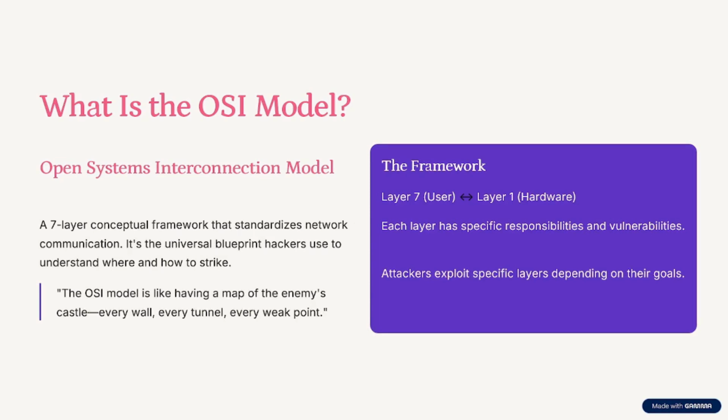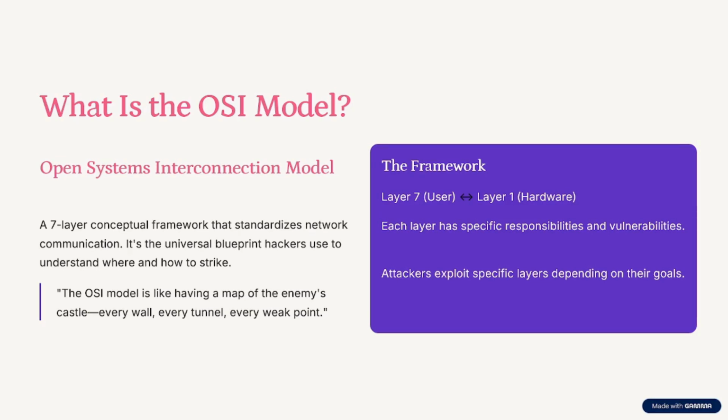Next, we'll understand what the OSI model is. OSI stands for Open Systems Interconnection. It's a 7-layer conceptual framework that standardizes network communication. It divides communication responsibilities into discrete layers. Each layer performs a defined function, adds specific metadata, and introduces unique vulnerabilities. For a security professional, the OSI model is a tactical map. It allows you to identify where data is processed, where control is enforced, and where weakness exists.